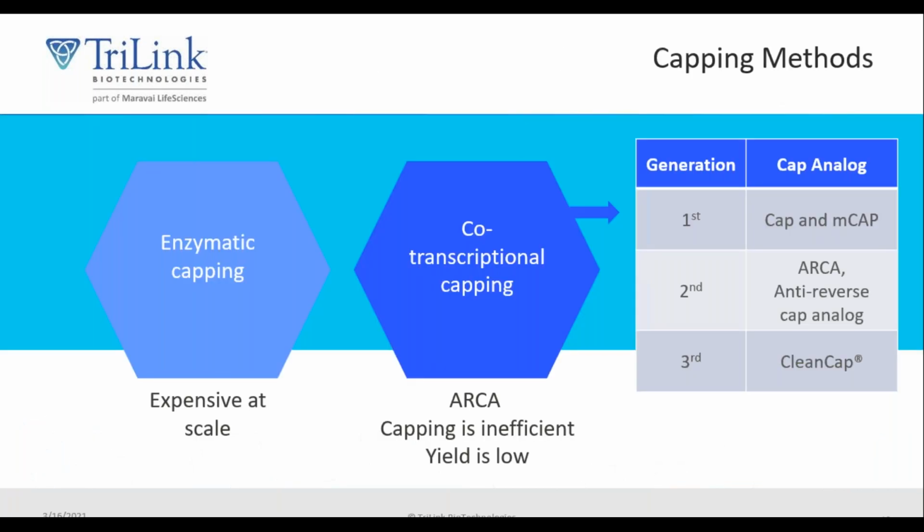So here are some of the historical capping strategies employed by RNA scientists over the years. Starting with enzymatic capping and moving on to co-transcriptional capping methods such as MCap, ARCA, and now CleanCap. So for enzymatic capping, the way this works is through two post-transcriptional enzymatic reactions. And I want to stress that this is post-transcriptional.